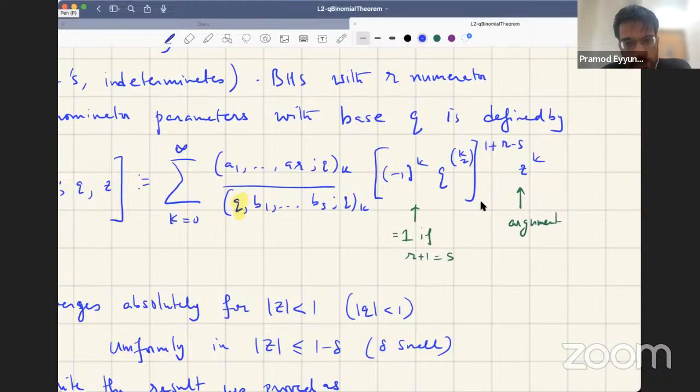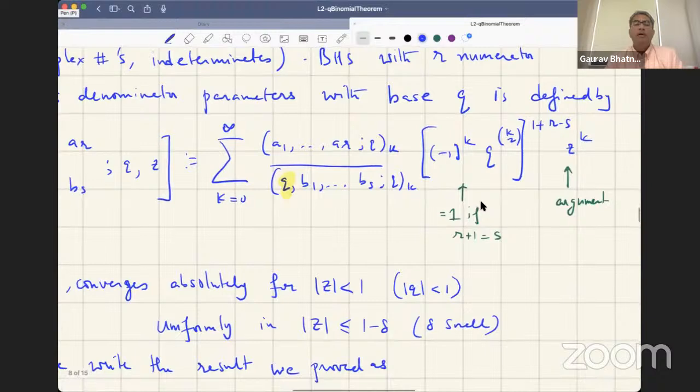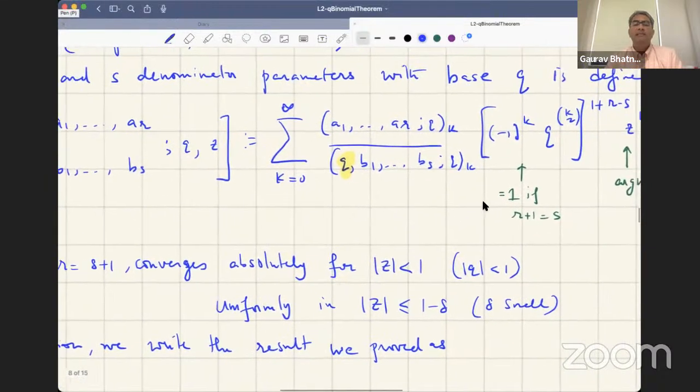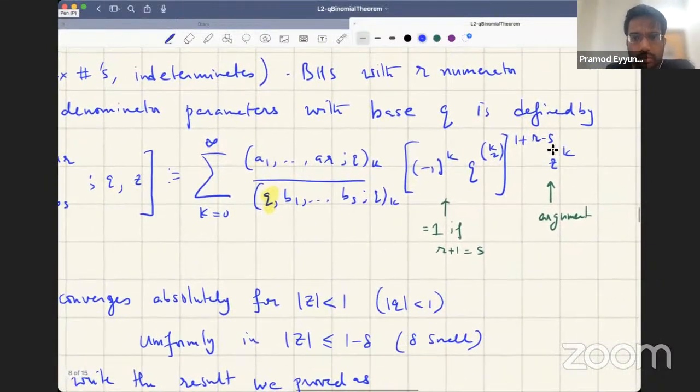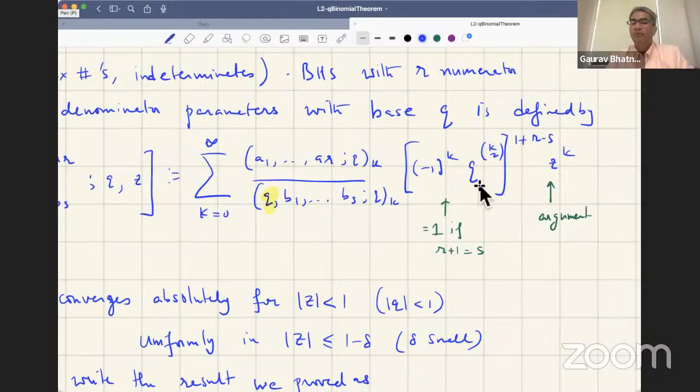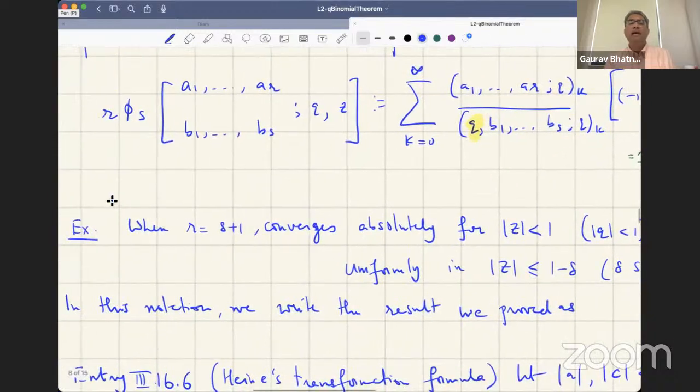And is the relation between r and s the same in both the definition and the exercise? No. In the definition, r and s could be anything. All I'm saying is that when r plus 1 is s, then this term vanishes. So this is an additional term, and there's a reason for this term. In certain limiting conditions, this comes out. So there's a reason. The most natural series are r+1 phi r.